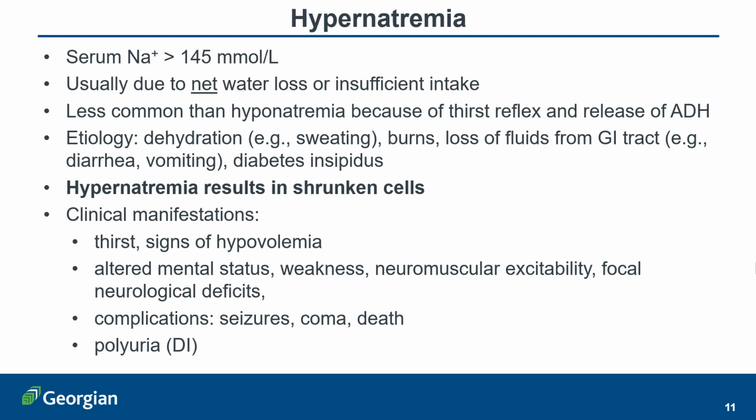But because of the shrinking of the brain cells, you can have altered neurological functioning, resulting in altered mental status, weakness, neuromuscular excitability, and various focal neurological deficits, mainly related to the functioning of the cranial nerves. The complications are similar to that of hyponatremia. It could be seizures, comas, and even death. One of the clues as to the specific etiology of hypernatremia might be if there is polyuria. That might be a clue that diabetes insipidus is the underlying cause of hypernatremia.